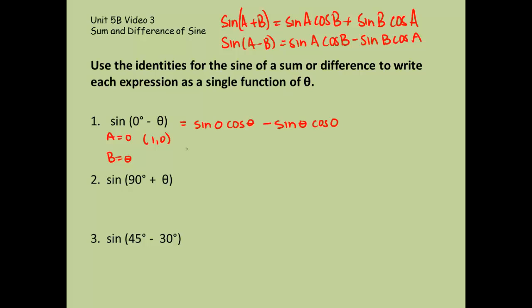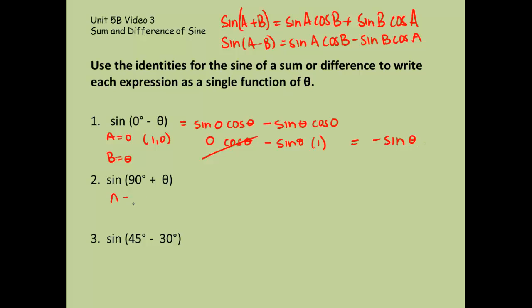Now let's fill them in. The sine of 0 degrees is 0, and then the cosine of theta doesn't really matter. The sine of theta is the sine of theta, and we're going to multiply that by a 1. So my final answer will just be a negative sine of theta. Let's try the next one.